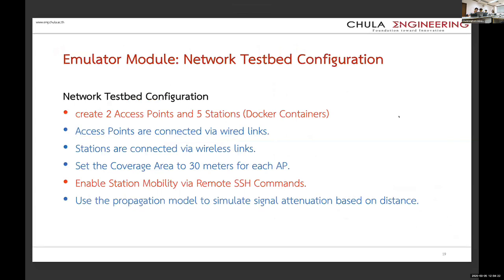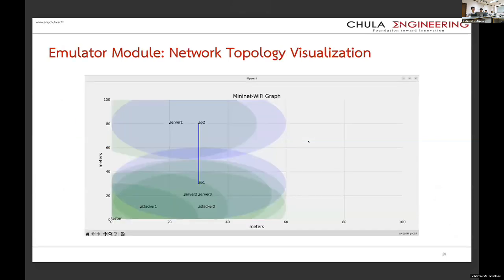So this is our new test bed design. We configure 2 access points and 5 stations for a basic test, and then we add the ability to move via remote SSH command, so we can move to exactly the point we want, not randomly. So this is our virtualized network topology. We have 2 attackers, and we have 3 servers that we will talk about later.